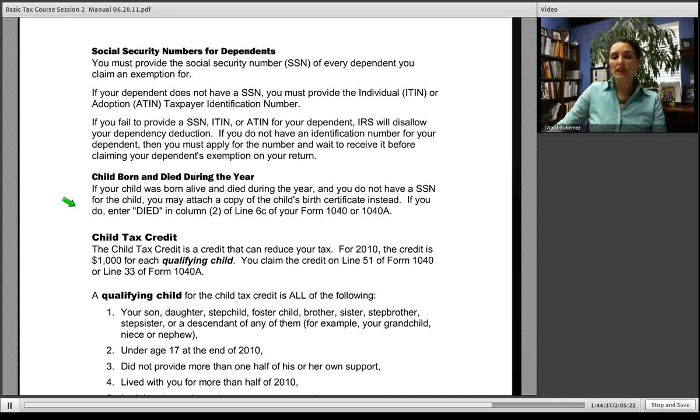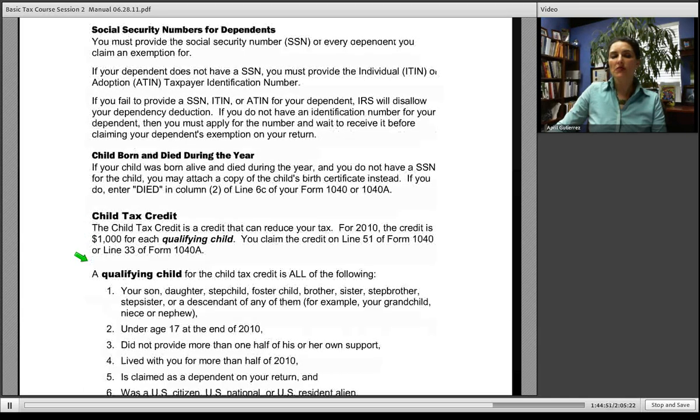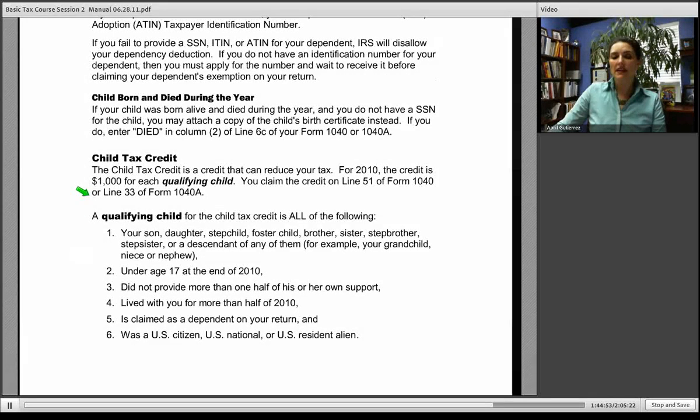Child tax credit. The child tax credit is a credit that can reduce your tax. For 2010, the credit is $1,000 for each qualifying child. You claim the credit on line 51 of Form 1040 or line 33 of Form 1040A. A qualifying child must be all of the following in order to qualify you for this credit. That is, the child must be your son, daughter, stepchild, foster child, brother, sister, stepbrother, stepsister, or a descendant of any of them. For example, your grandchild, niece, or nephew.